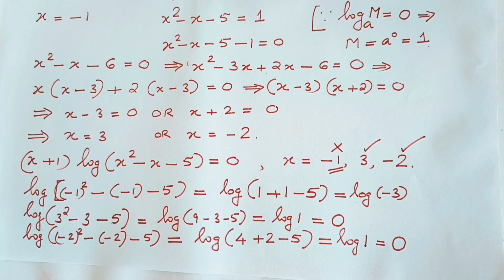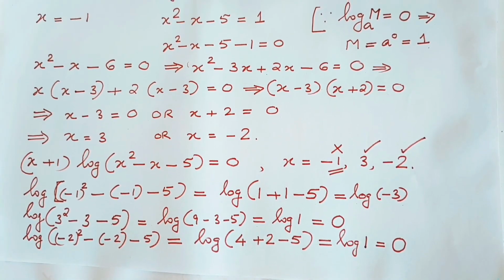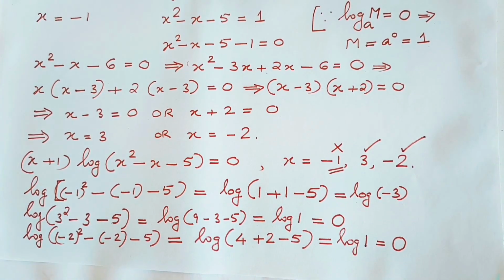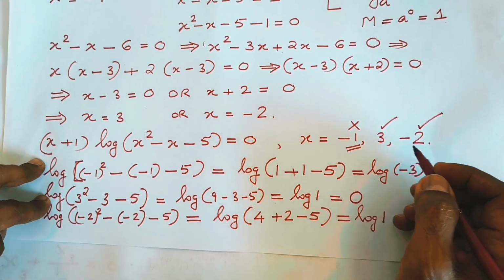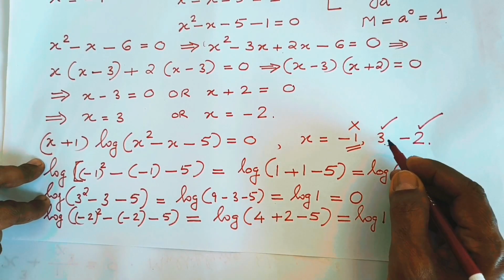So basically what do you conclude? There are only two solutions and the solutions are plus 3 and minus 2. These are the only two solutions.